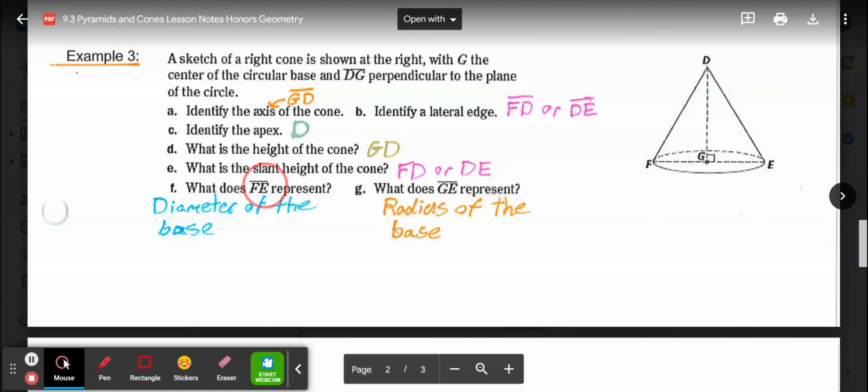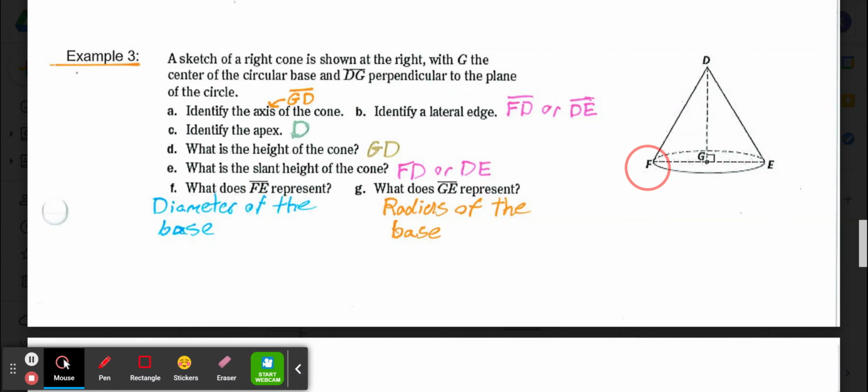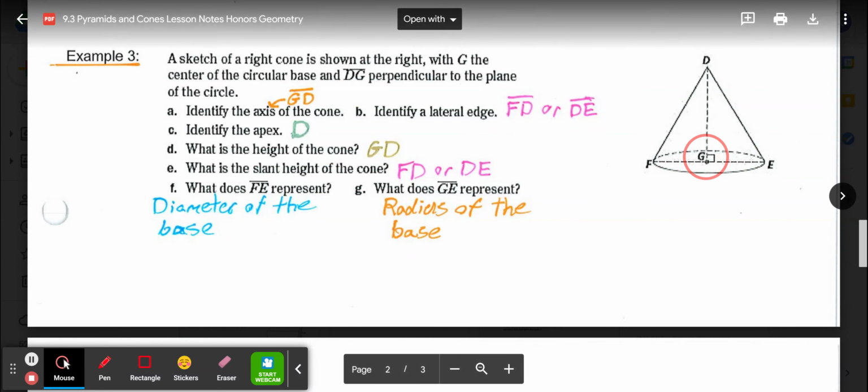Then what does segment FE represent? FE simply is the diameter of our base, or the diameter of the circular base. And then segment GE would be the radius of the base.